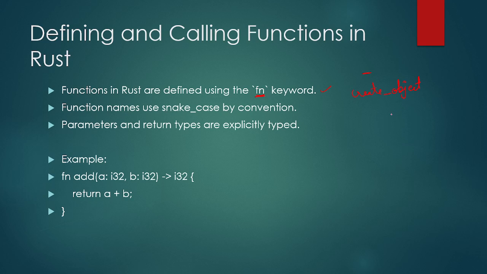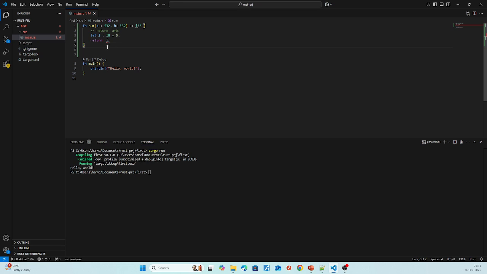The next thing is that the parameter and return types are explicit types. This means whatever declaration we have defined for the function should match the return type. I will give you an example of it. Let's go through it.